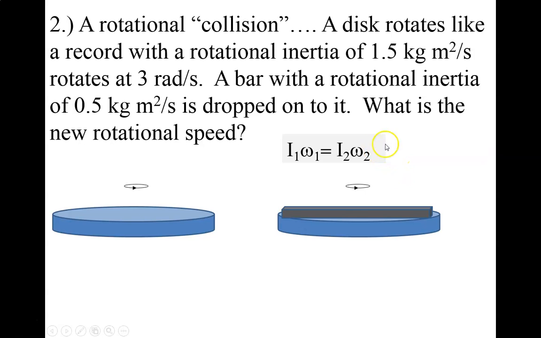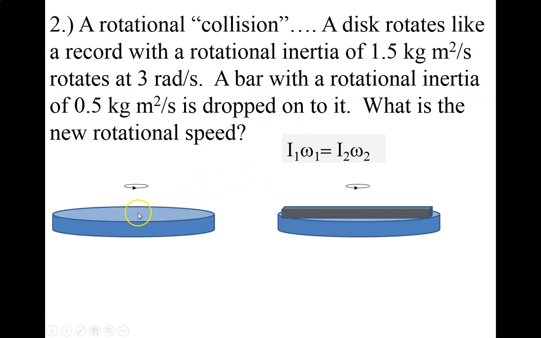So here is an example of a rotational collision. And again, I've tried to make this a fairly basic one. I didn't have you calculate the rotational inertia of anything, whereas you probably do that on problems that you were doing. So here we've got a disk which has a rotational inertia of 1.5 kilogram meters squared. That shouldn't be per second, that should just be kilogram meters squared. It rotates at 3 radians per second. A bar with the rotational inertia of 0.5 is dropped on it. What's the new rotational speed?